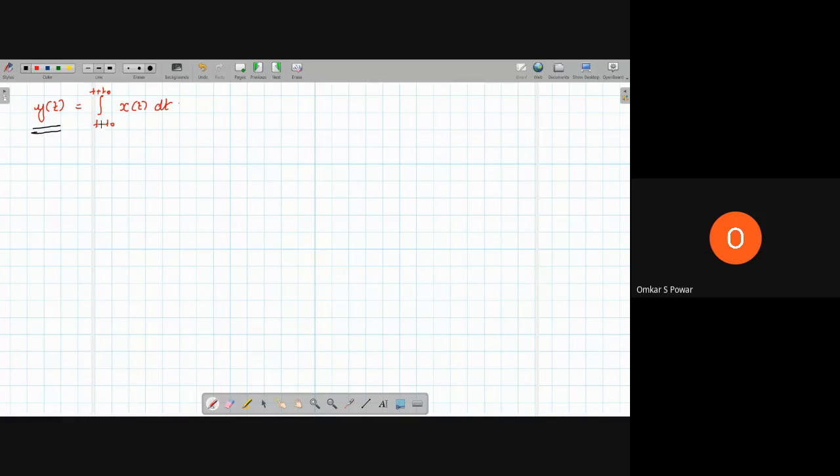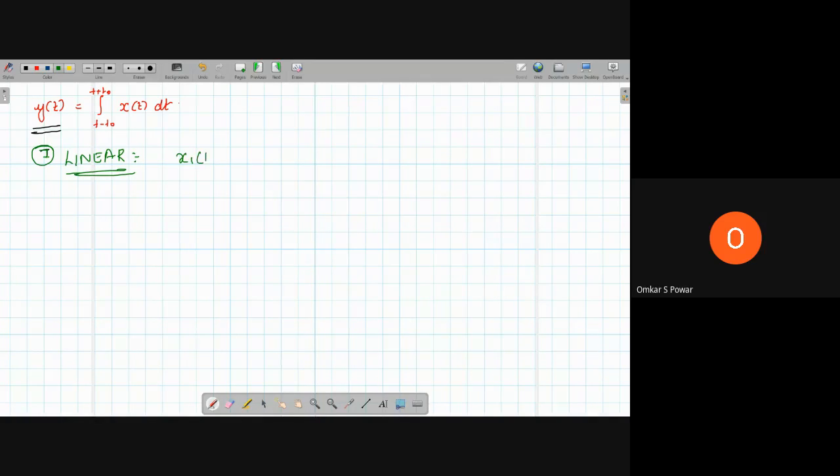y of t is equal to integral from t minus t naught to t plus t naught of x of t dt. So what we have to do is just follow the procedure. According to the procedure only we have to go. First one, linearity.